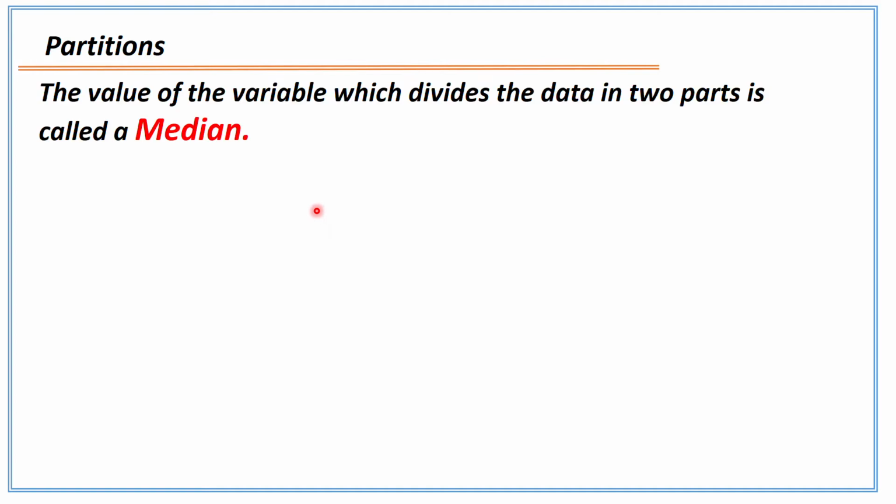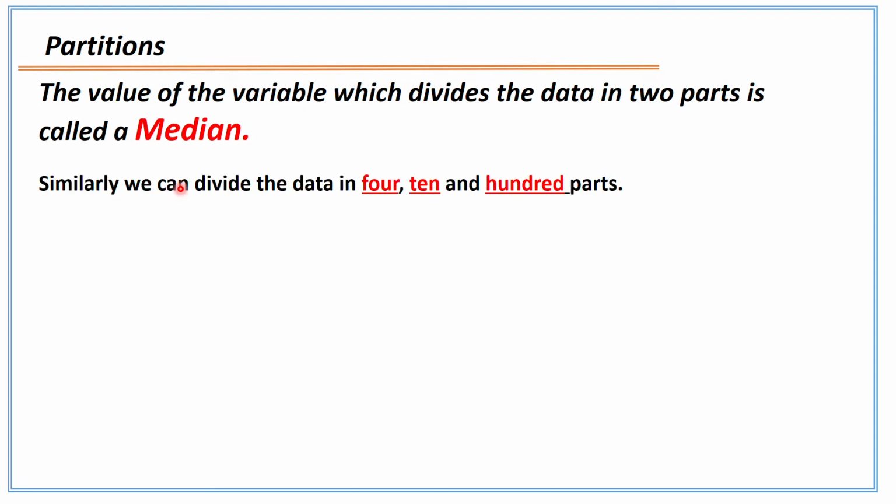First, I would like to recall the definition of median. What does median mean? The value of the variable which divides the data into two parts is called a median. If a data series is there and you are dividing the data into two parts, the value which is dividing that data into two parts is called median. Similarly, we can divide our whole series of data into 4, 10 or 100 parts.